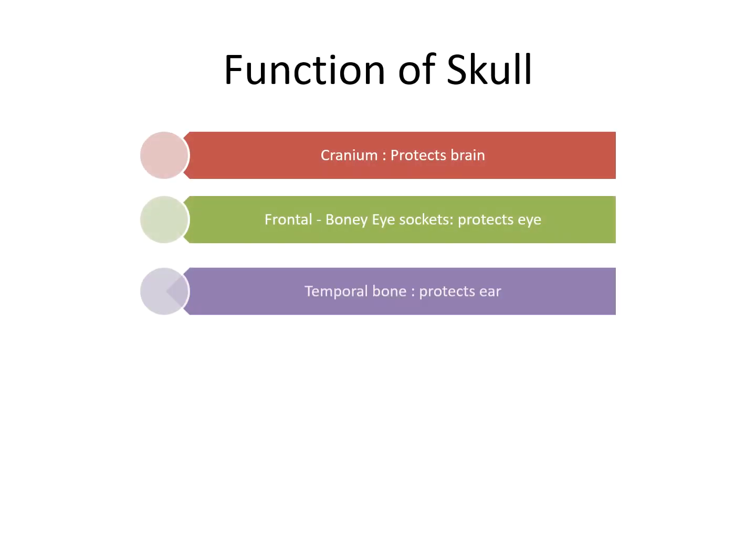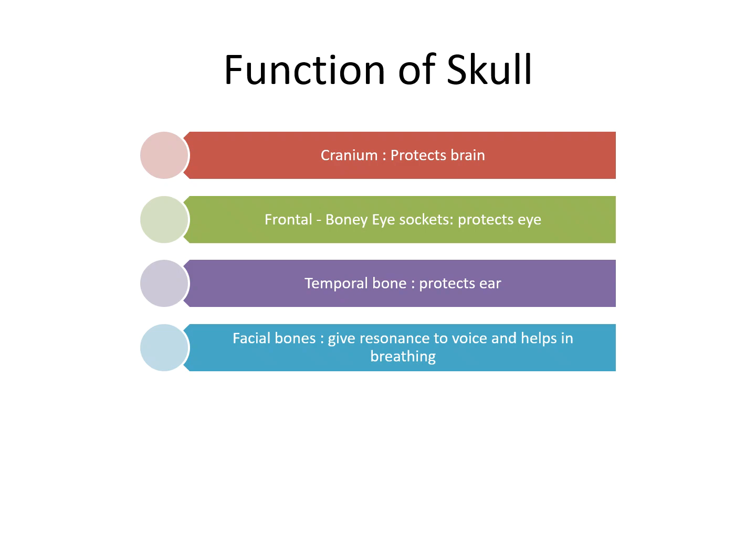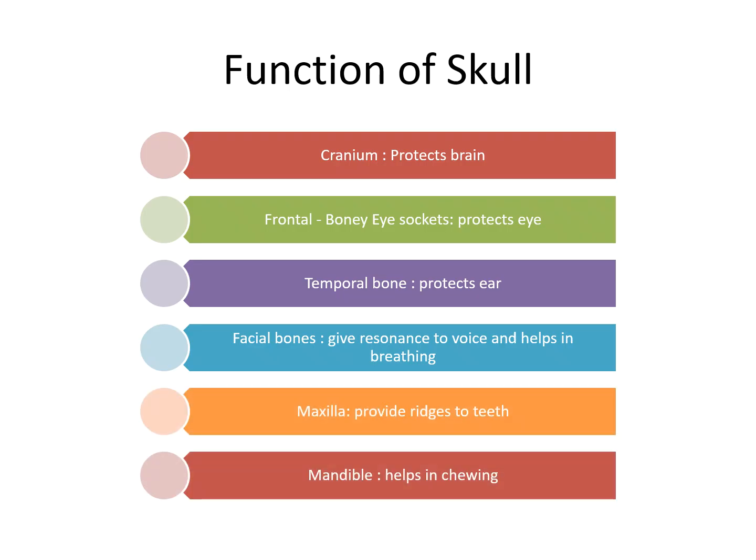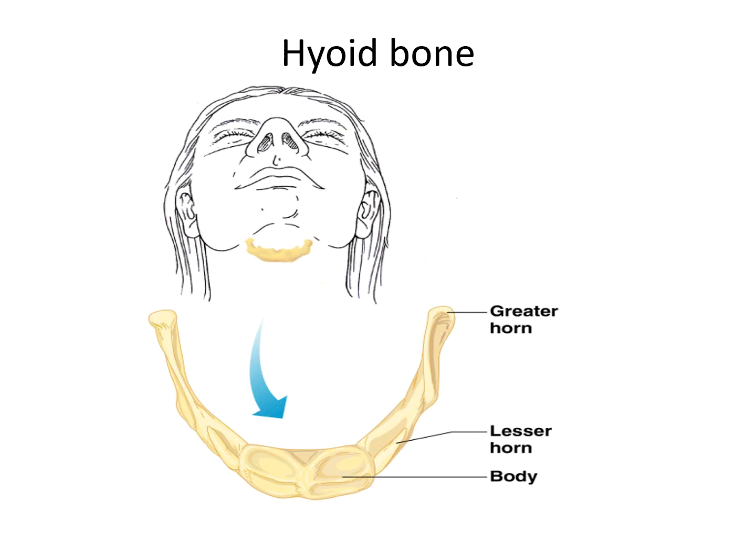Coming to the functions of the skull, the cranium protects the brain, the frontal bone protects the eye sockets, that is, it protects the eye, and the temporal bone protects the ear. The facial bone gives resonance to the voice and helps in breathing, the maxilla gives ridges to the teeth, and your mandible helps in chewing. And this is the hyoid bone. This is a bone present in the neck area.